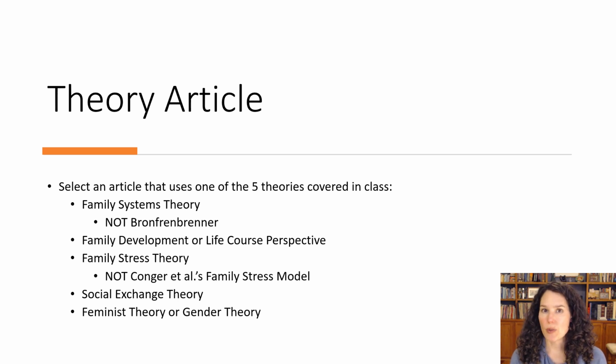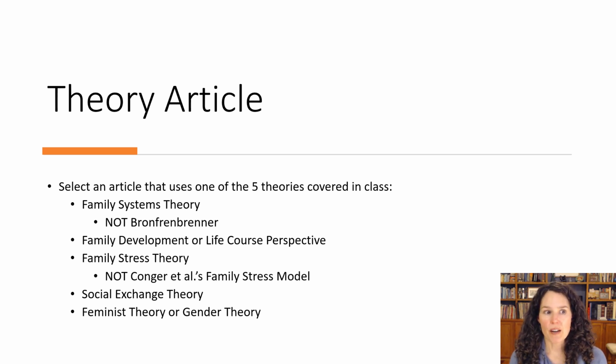So just to reiterate, you're not going and finding an article on a topic that you're interested in and applying one of these theories. You're finding an article where the authors say, according to social exchange theory, blah, blah, blah, or this study is guided by a family systems theory perspective. So the authors say that they're using the theory. It will be easier for you the more explicitly they use the theory. So I'd spend some time, a couple of hours, finding a really good article.